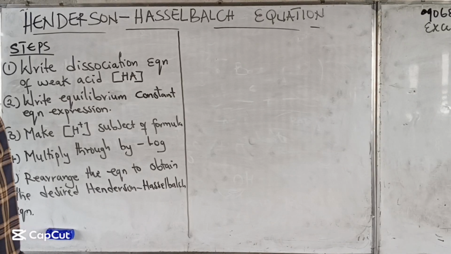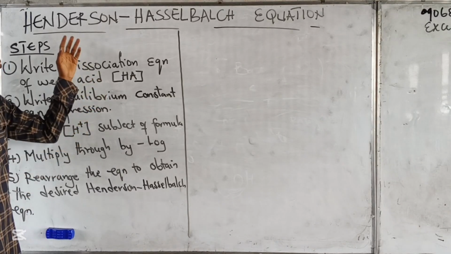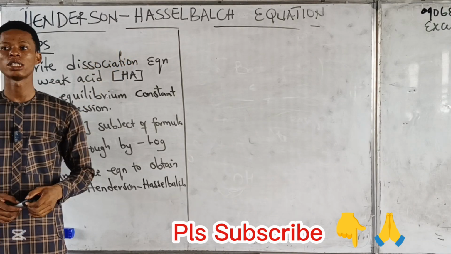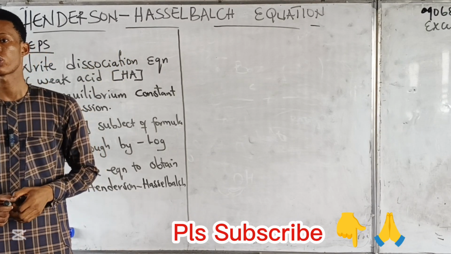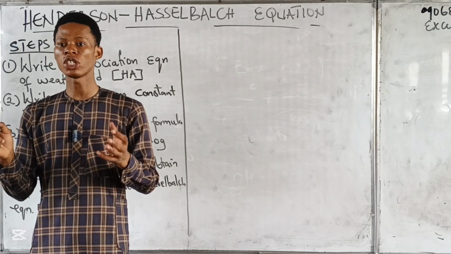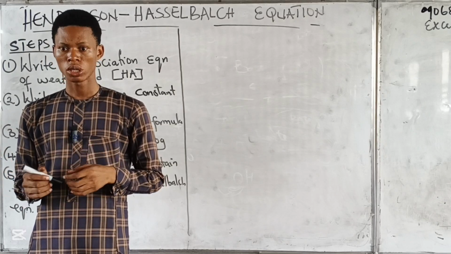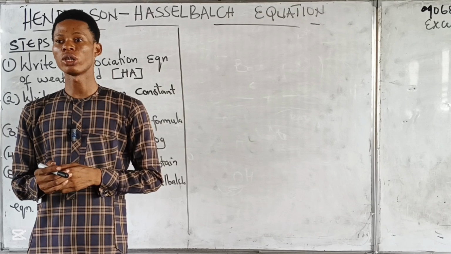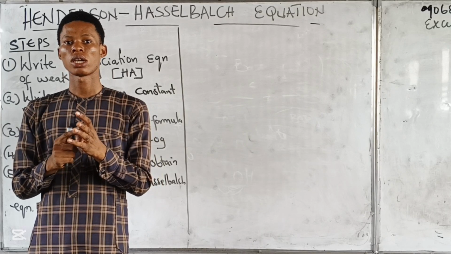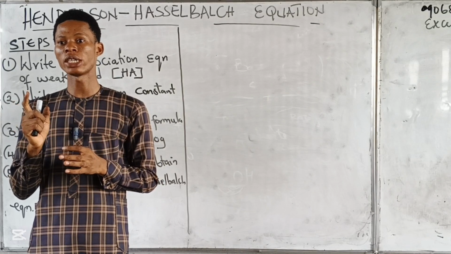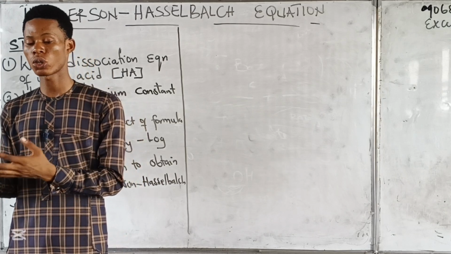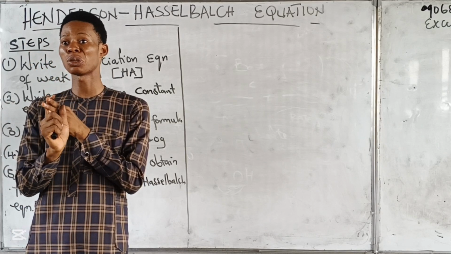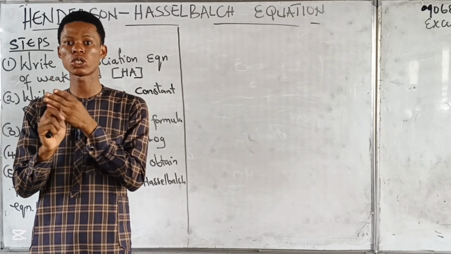Let's look up. So we'll be looking at the Henderson Hasselbalch equation. This equation is used to calculate the pH of a buffer solution. It relates pH, pKa, the concentration of hydrogen ion, and the concentration of the weak acid together.